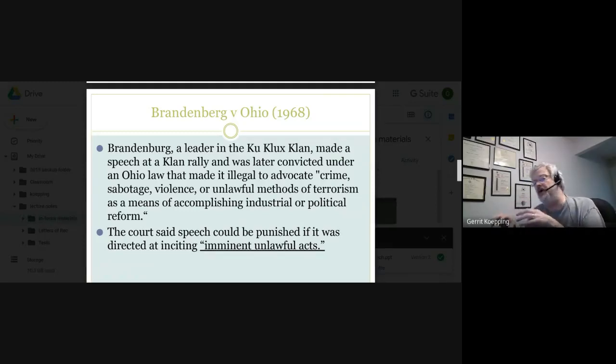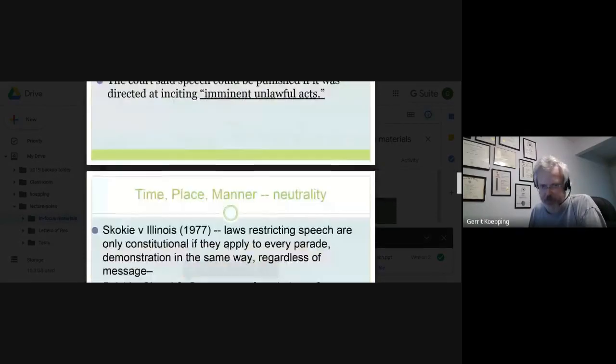So again, what Brandenburg tells us is if you're making a vague incitement, like we should kill the bankers, that may be fine. But if you say we should kill the bankers and let's start with Chuck right there, then that's not going to be fine. Because one is an imminent unlawful act and another is more of a vague call for societal change. Vague calls for societal change are more likely to be protected, whereas specific incitement to a specific target is less likely to be protected.